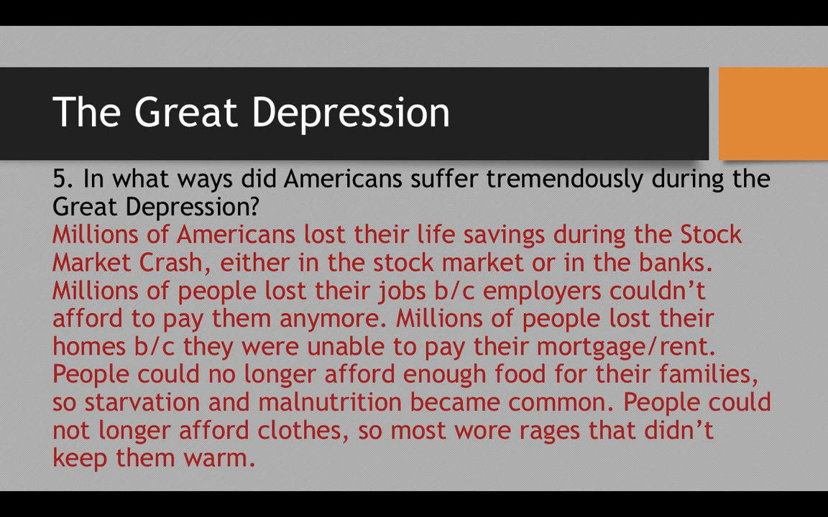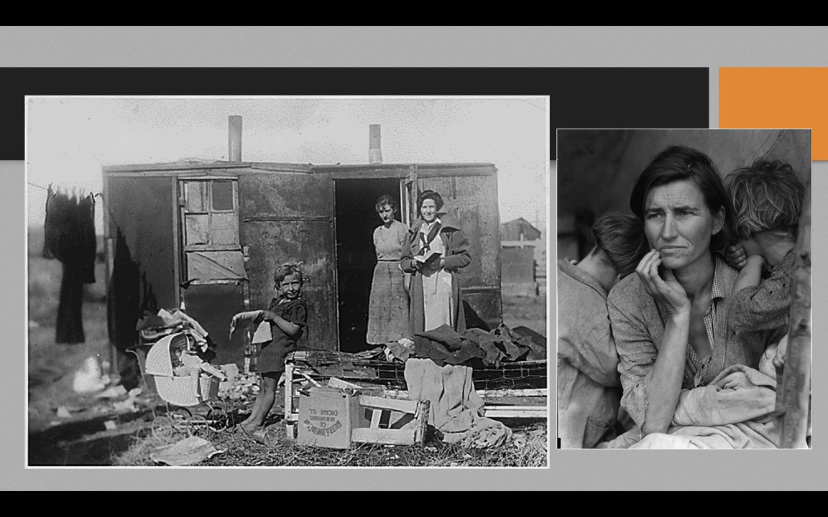All right, so people could no longer even afford enough food for their families. Now, when you think of starvation or even malnutrition, you don't really think of America usually. But in the 1930s, it was a place of starvation and malnutrition because people could not even afford enough food for their families. And people couldn't really afford clothes so much anymore. So people would wear rags that didn't really keep them warm.